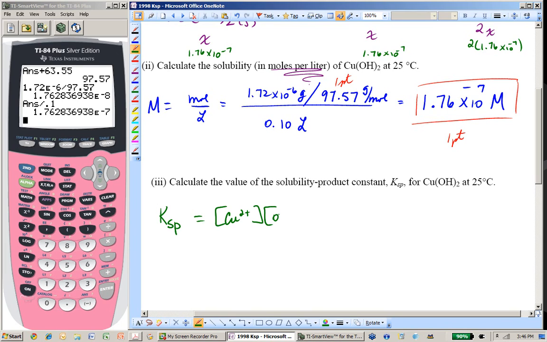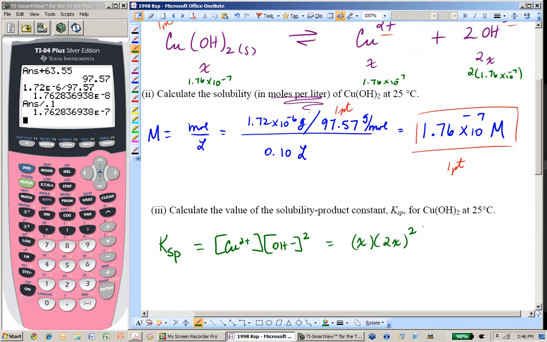Yep, it's often worth a point. So from my balanced equation, there's my expression, and now that means that's x times 2x, looking back up at the top. Don't forget to square the 2x, because that hydroxide concentration is squared. So that is equal to 4x cubed. And Ksp, the numerical calculation of it, is to now just plug and chug that.